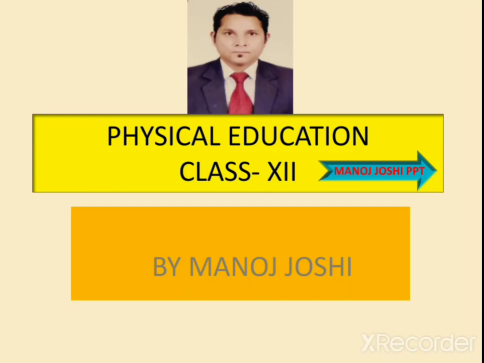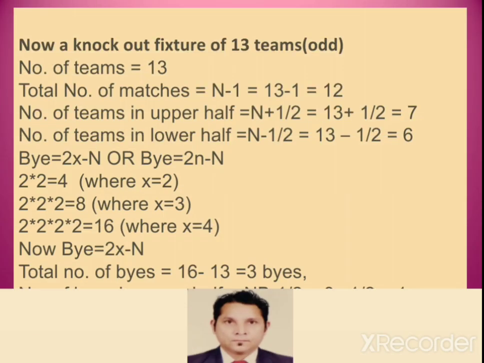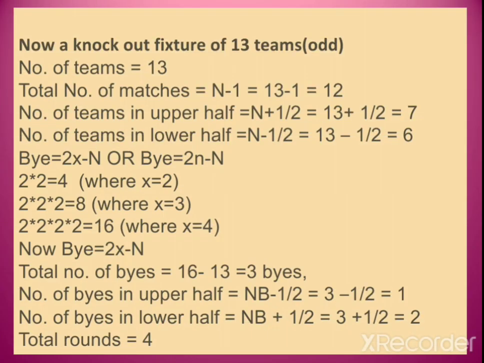So we are continuing the lesson planning and sports. Today we will discuss the knockout fixture of 13 teams. In the previous video we discussed 12 teams, how to make the fixture by the knockout method. Today we are taking the number of teams as 13. So now, a knockout fixture of 13 teams.